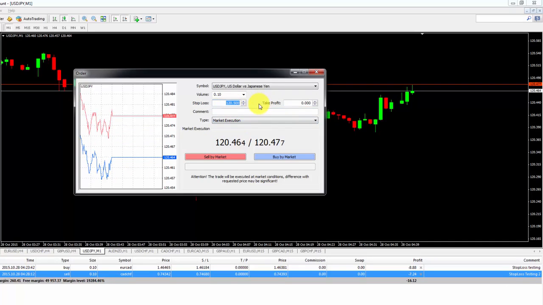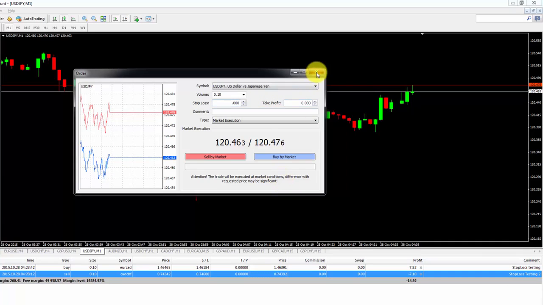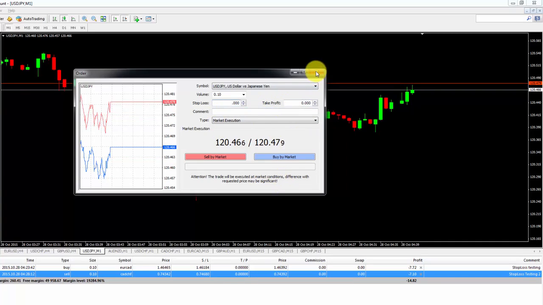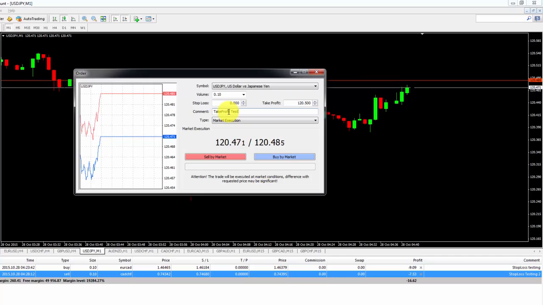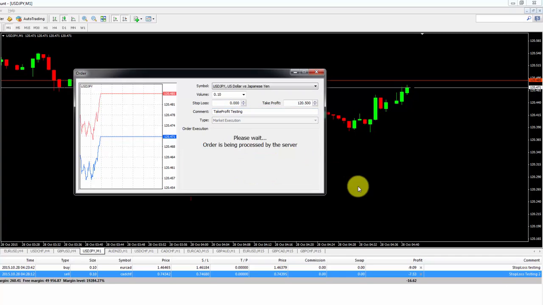Oh, actually, this is not the stop loss. What am I doing? Let's just cancel. So that happens when you mix them up. Just cancel it and do it again. Stop loss 120.500. Take profit. Comment: take profit testing. And we're going to buy by market.